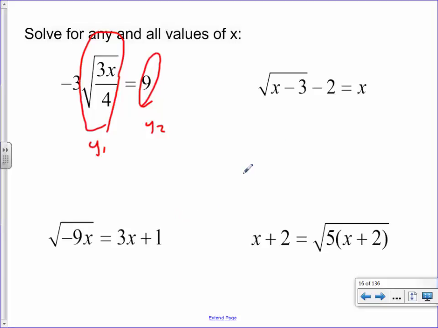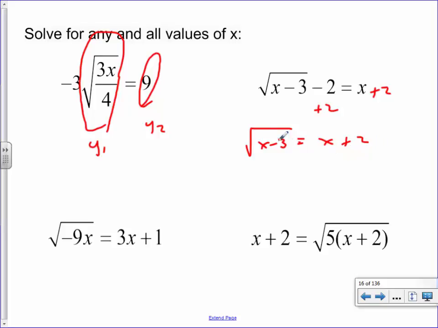So let's do this one over here. To solve any sort of square root graph, get the square root by itself. So add the 2. So then you get the square root of x minus 3, and that's going to equal x plus 2.